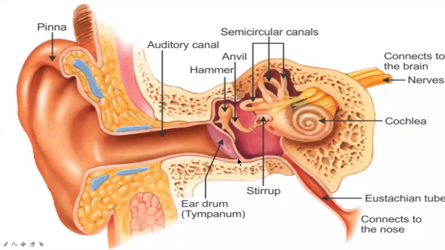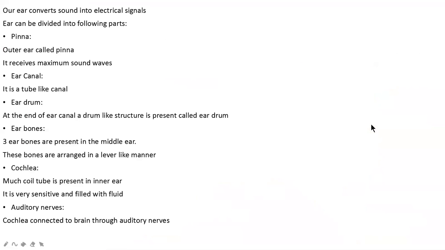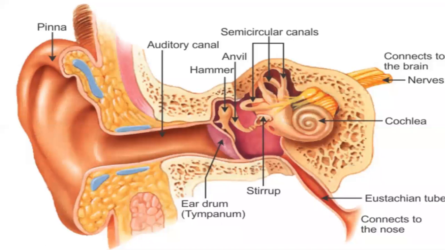These bones are connected to one another. The hammer is connected with the anvil, and the anvil is connected with the third bone, which is called the stirrup. You must know the names of the three bones: hammer, anvil, and stirrup. Then the next organ is the third part of the ear, the inner ear. It has a coiled structure that is called the cochlea.